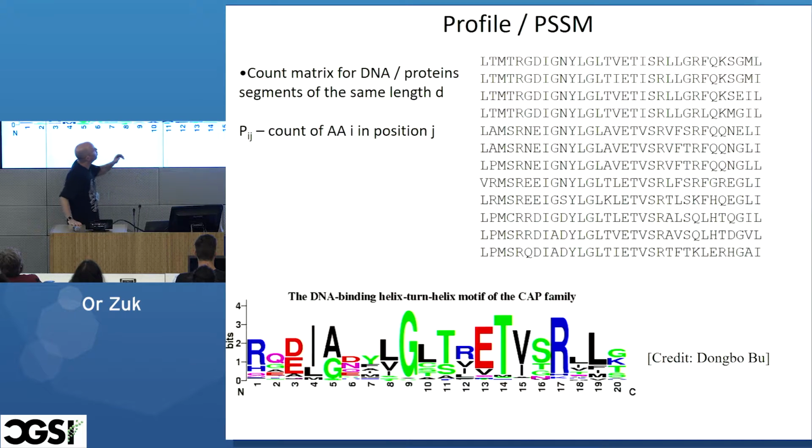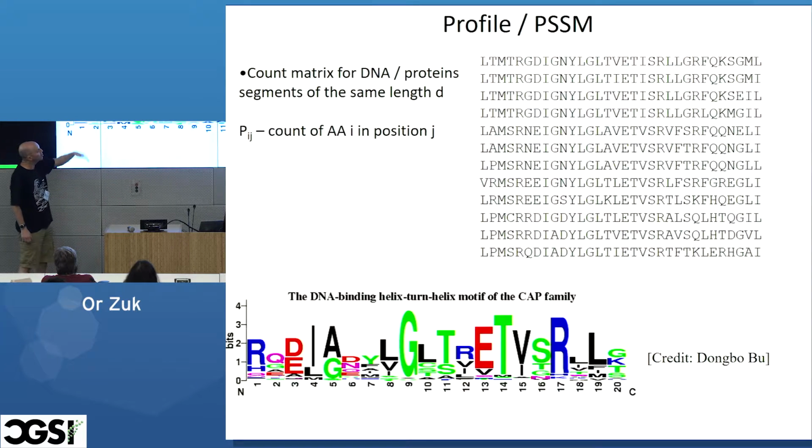So basically, we can look at what's called profiles. Profiles are very simple. If you have a gapless alignment, so you have many sequences of the same length, you can just count the numbers of A, C, D, etc., the 20 different amino acids, and you get a matrix of counts. It's also called a position weight matrix or PSSM. Many of you, I guess, know it from DNA, but you can do the same for protein. So you get a 20 by D matrix of counts.